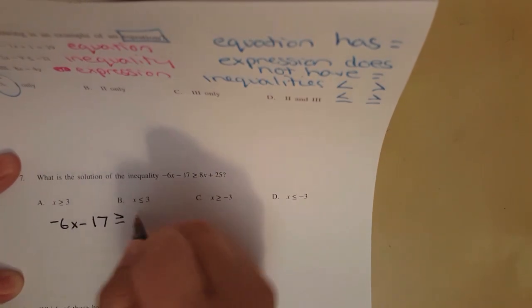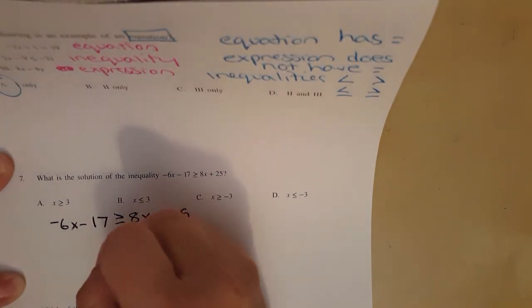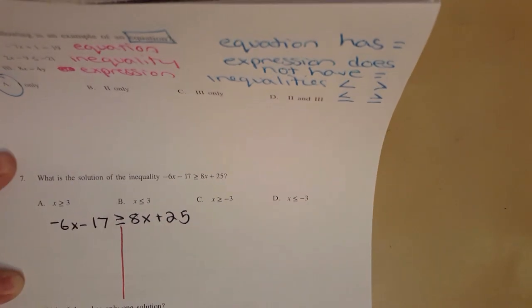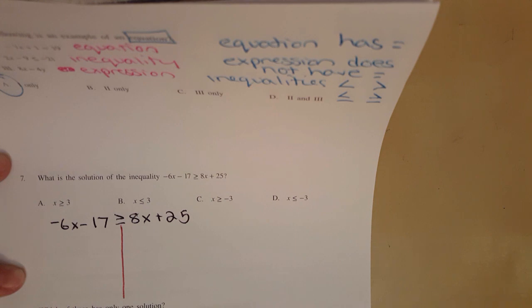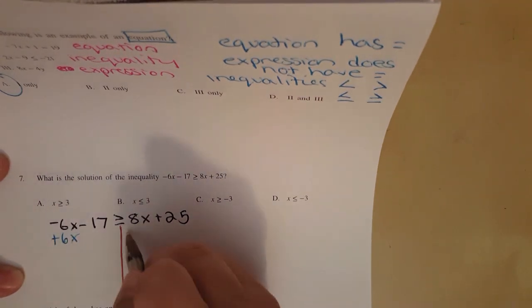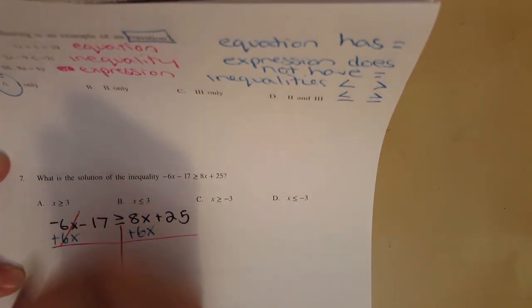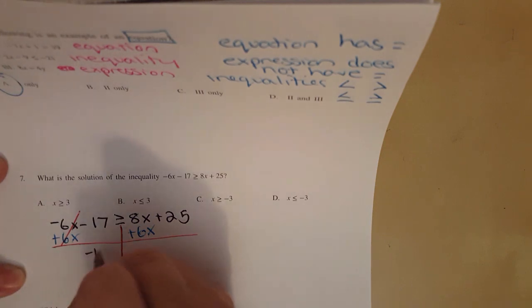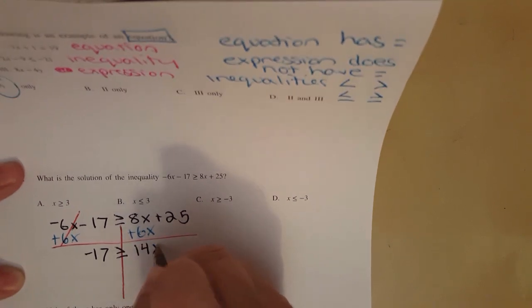Number 7 asks, what's the solution to this inequality? Okay, I have negative 6x minus 17 is greater than or equal to 8x plus 25. Now remember, again, when we solve inequalities and equations, we have to do the same thing to both sides. So I'm going to look at my variable with the lowest coefficient, and that's going to be that negative 6x. So to get rid of that, I'm going to add that to both sides. Negative 6 plus 6 is going to give us 0. So we get negative 17 is greater than or equal to 8x plus 6x, which is 14x, plus 25.